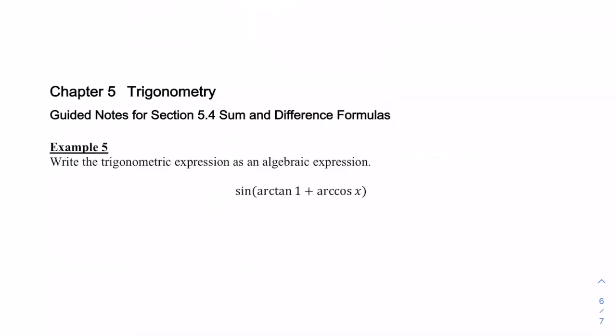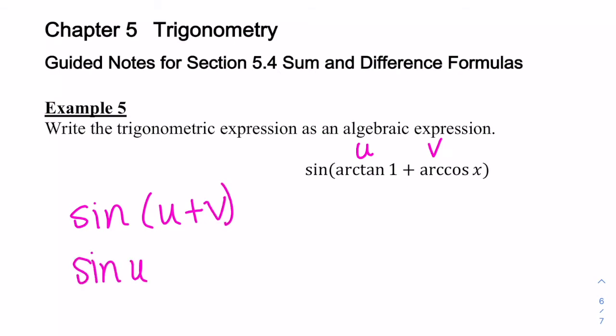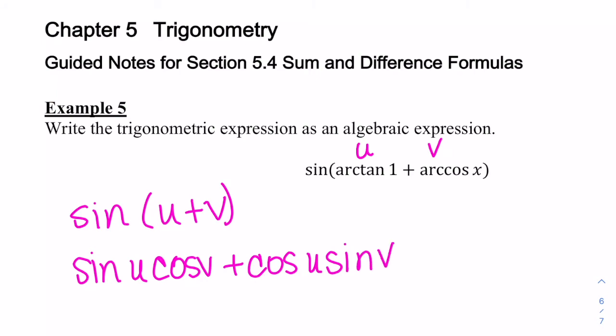For these last few examples, we're actually going to go back to right triangles and practice using these sum and difference formulas. So here we have sine of arctangent of 1 plus arccosine of x. Remember, these are talking about angles, so we could say that's u and v. So really it's saying what's sine of u plus v. And we know that formula is just sine of u times the cosine of v plus the cosine of u times the sine of v. And so we just have to figure out what these values are going to be.